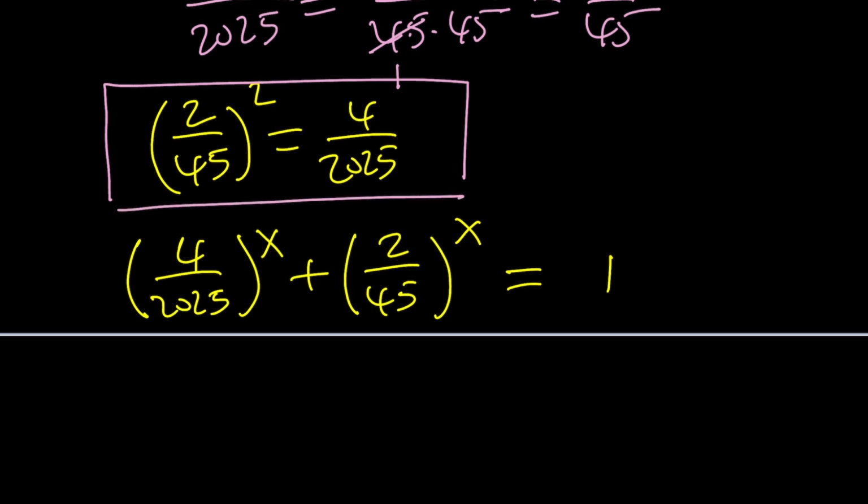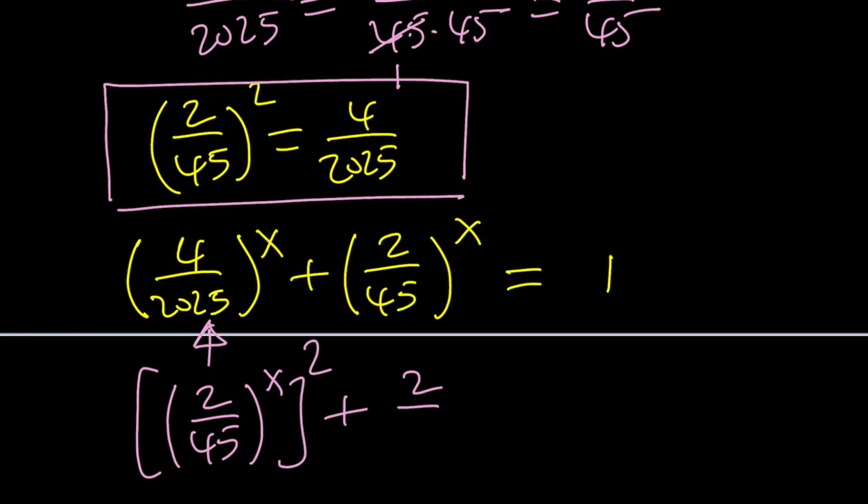Also, knowing this helps, right? I can replace this number by 2 over 45 squared. And what it does is it squares and then raises to the power x, but I could also switch the exponents because they are going to be multiplied anyways, right? Some people say anyways is not a word. Anyways, it is. Too bad.